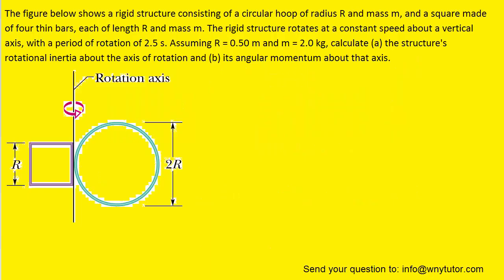If you haven't done so yet, please pause the video and try the question on your own before listening on. We're going to begin by determining the rotational inertia of the hoop. And from a table of rotational inertias, we know that a hoop has a rotational inertia equal to 1/2 times the mass times its radius squared.